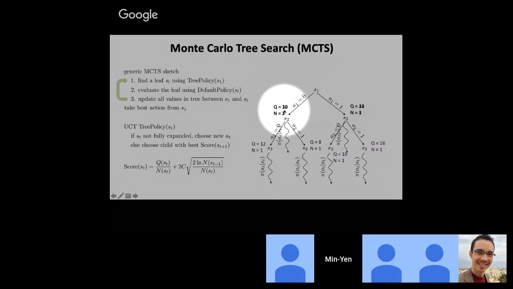So for example, here, this score was originally 10. Then they visited this and it became 18. And then it visited this and it became 30. That's why it looks like it's 30 here, and N goes from 2 to 3. So at the end, after expanding both S3 nodes here and here, this S2 node becomes Q equals 30, N equals 3. That's my understanding. Basically, one more value it keeps track of is the score value, computed by this equation.